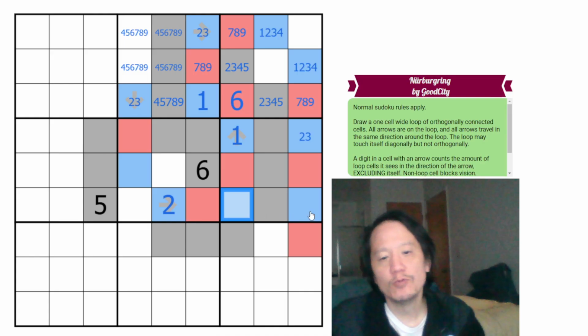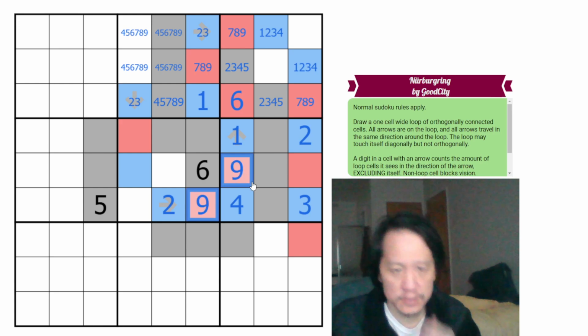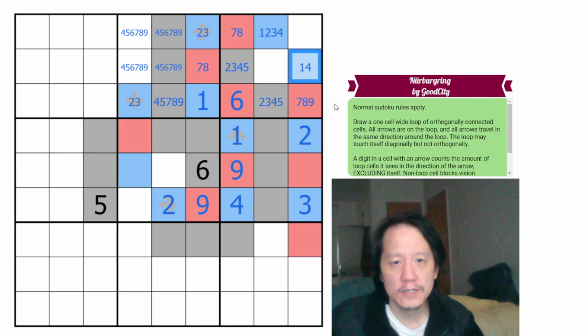So this cannot be 1 or 2. This cannot be 1 or 2. This can't be 4, so this must be 3, which makes that 2. This has to be 4, which is next to 9s. So these are both 9s. None of these can be 9s. So this can't be 2 or 3. This can't be 4.